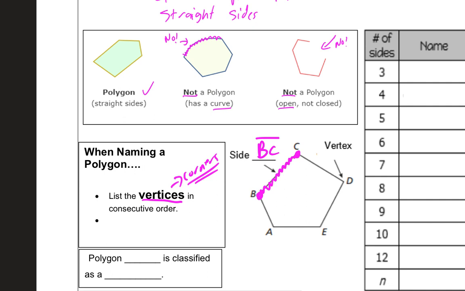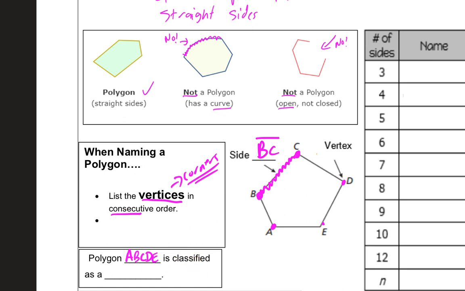So the vertices are the corners. This is one vertex, so that's going to be called D. This is another vertex E, A, B, C. But we said it's going to be in consecutive order, so we're going to start at A, and then go around. So we're going to call this A, B, C, D, E, and we're going to call that polygon ABCDE.